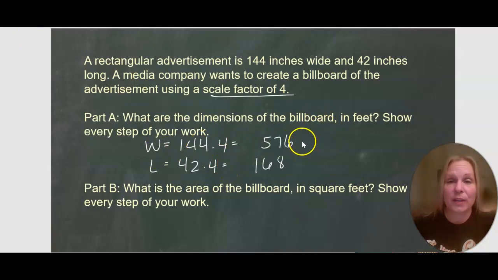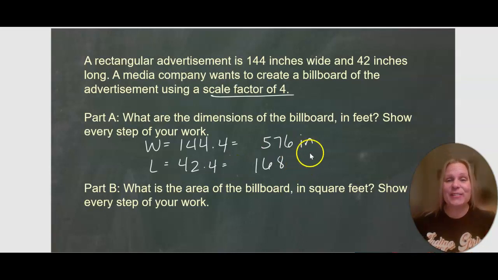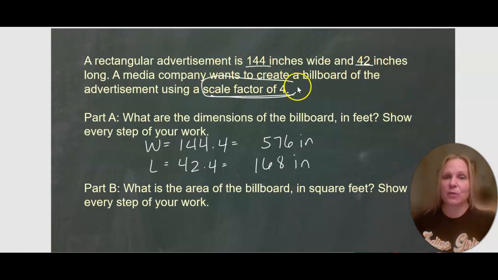So my new width is 576 inches, and my new length is, oh, that's weird. The length is shorter than the width, but that's how it was given. My new length is 168 inches, right? I just took the original dimensions and multiplied by my scale factor of 4.